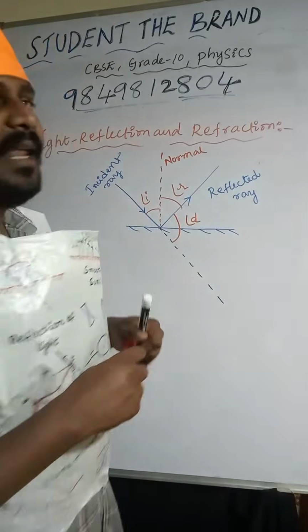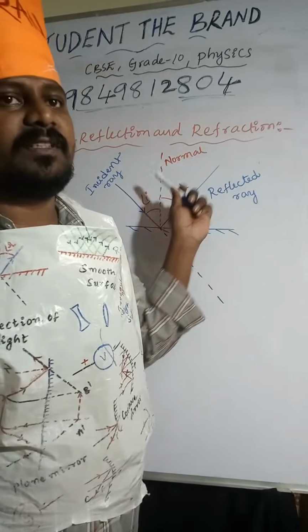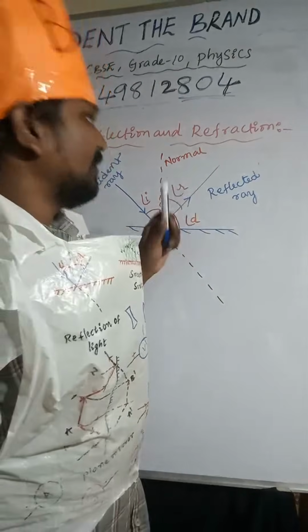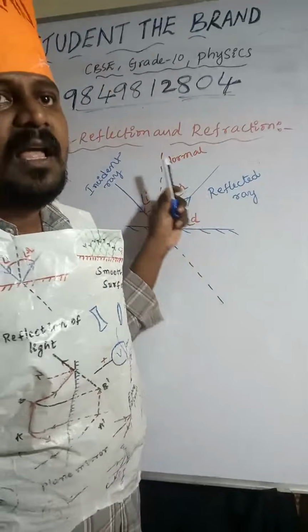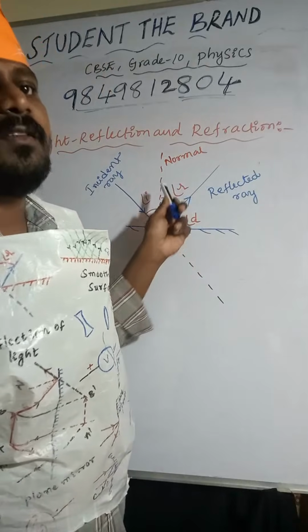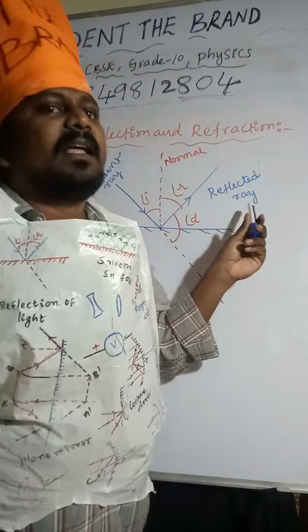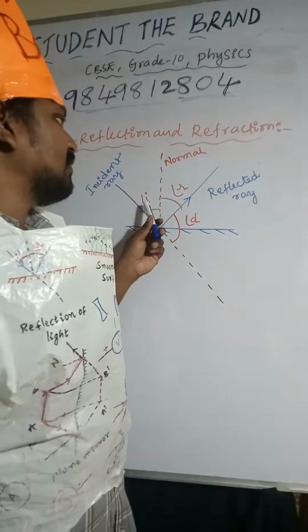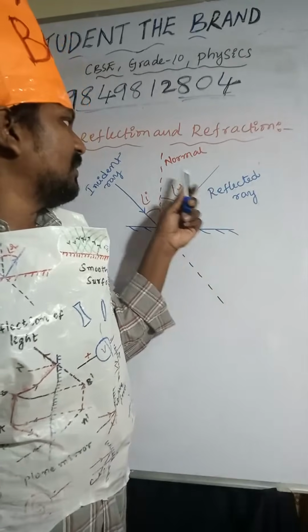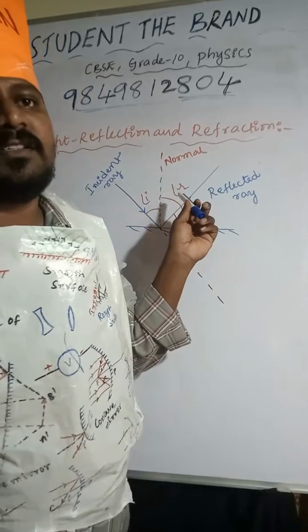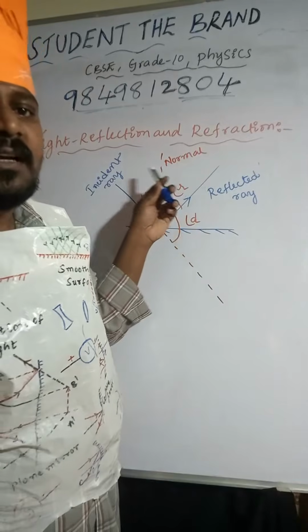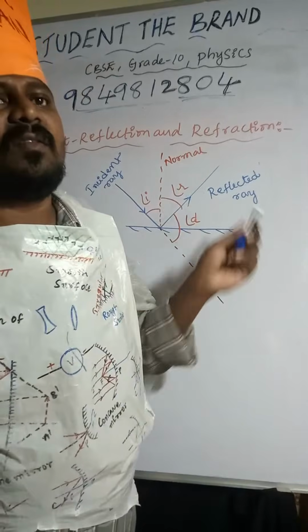Once again: the light ray incident on the surface is called the incident ray. The light ray reflecting back is called the reflected ray. The light ray perpendicular to the plane surface is called the normal line. The angle between the incident ray and the normal line is the angle of incidence. The angle between the reflected ray and the normal line is the angle of reflection. The angle between the reflected ray and the undeviated line is the angle of deviation.